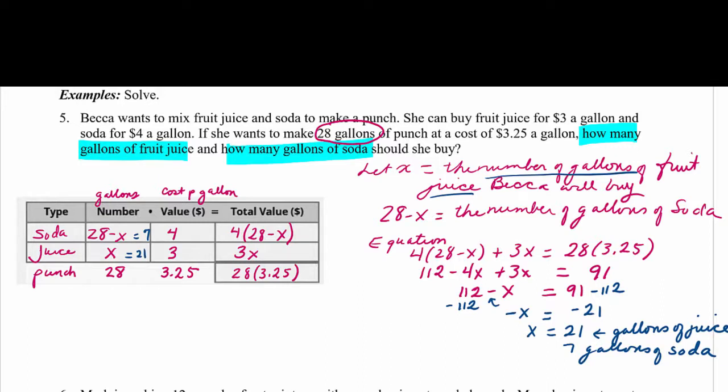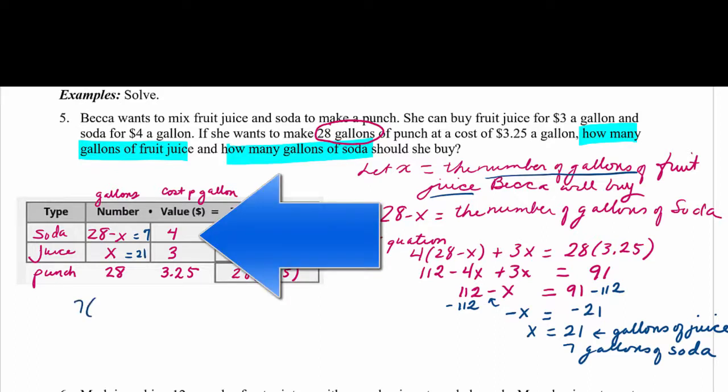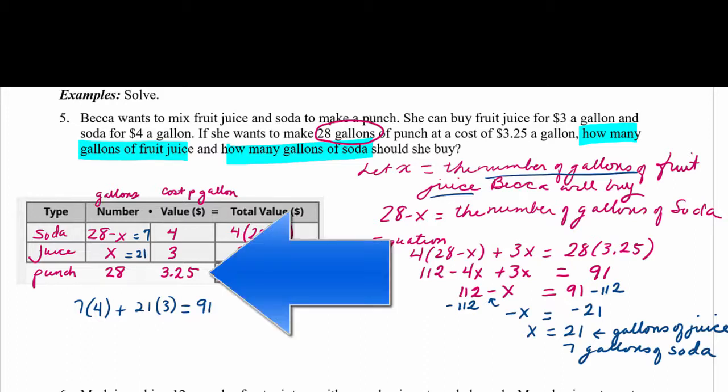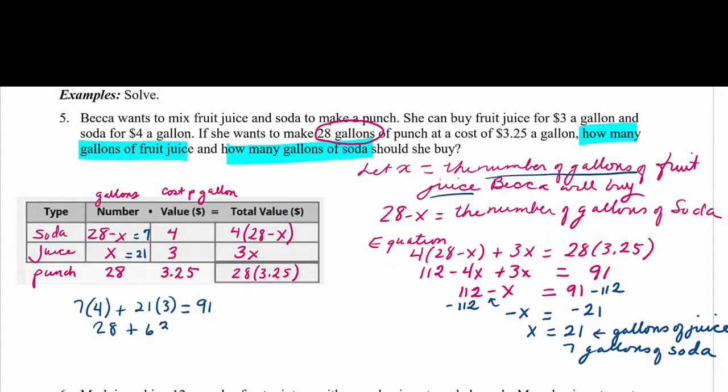And we're going to check that because then these values should match up, right? So I'm going to multiply 7 times 4. See that here? So 7 times 4 plus 21 times 3, and see if that gives me the 91 that we got for multiplying 28 times 3.25. So that's 28 plus 63. And yep, that's 91. So that checks. So in conclusion, Becca bought 21 gallons of juice and 7 gallons of soda.